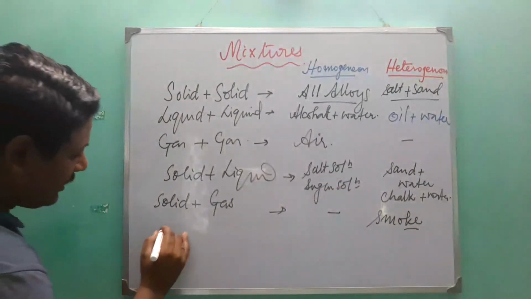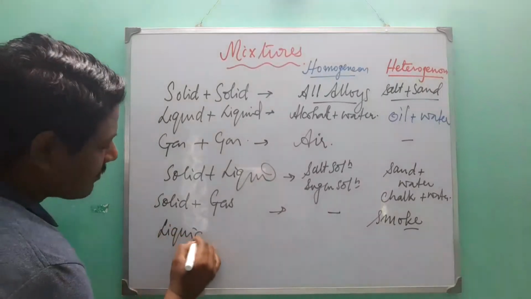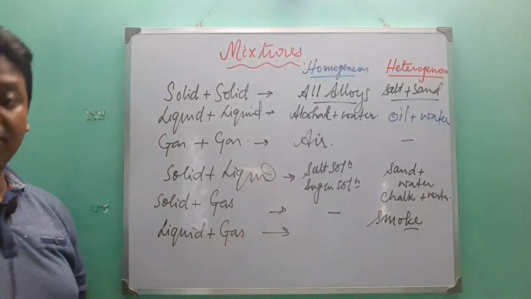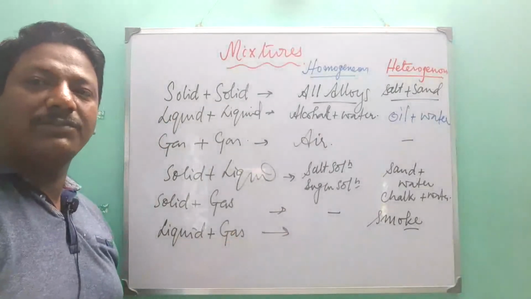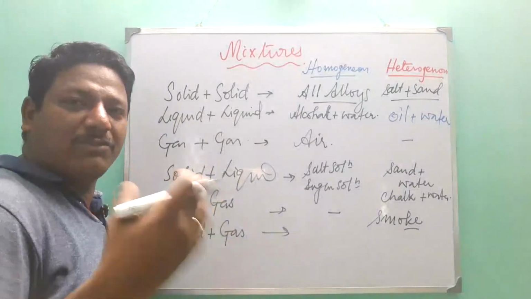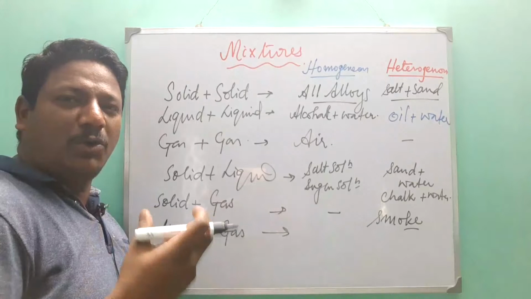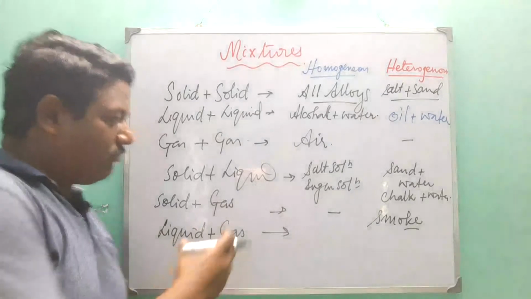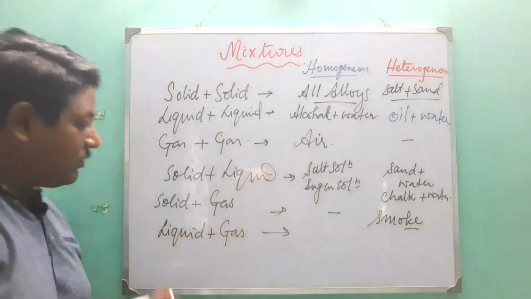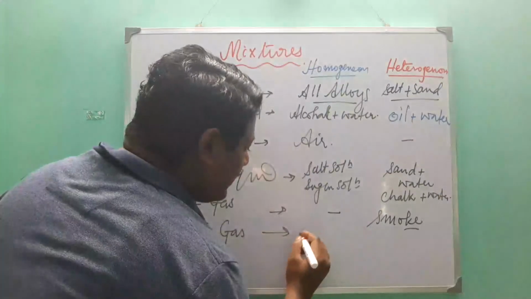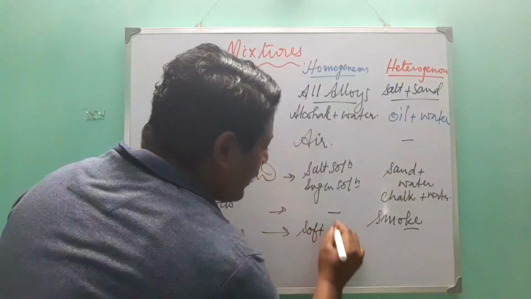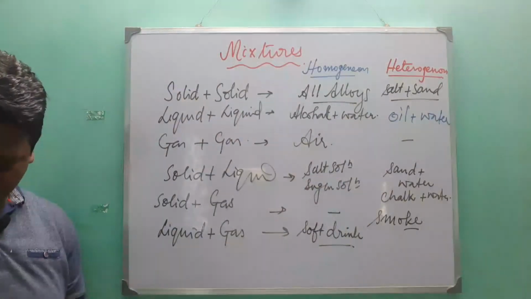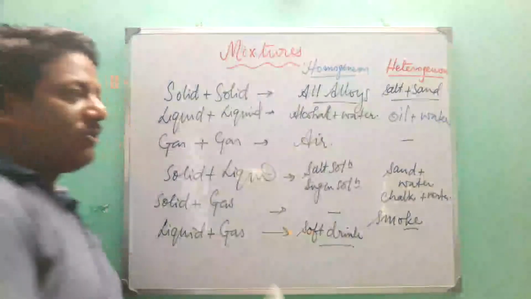Then we have the liquid gas mixture. Liquid plus gas mixtures, in a very simple way, are the soft drinks we drink. We enjoy them now in summertime, when we would like to take some cold drinks, like soft drinks or some irritated water. Those are examples of the homogeneous mixture of liquid and gas. So I'm writing that soft drink is one example of a homogeneous mixture.